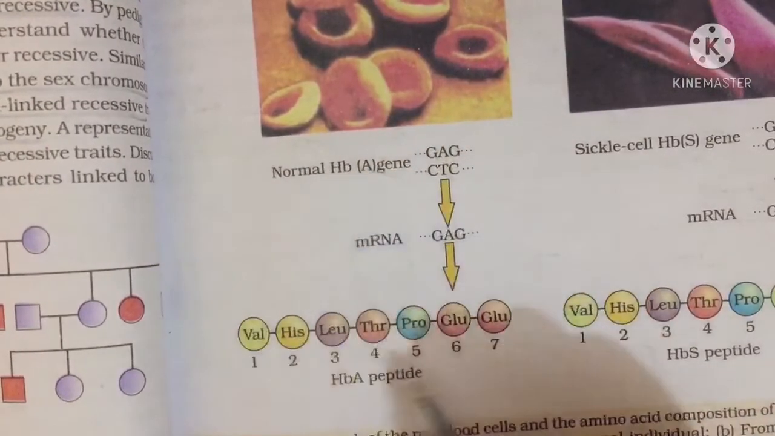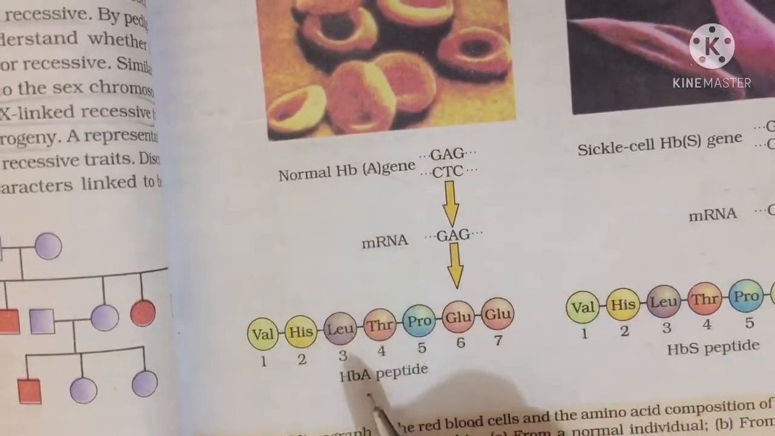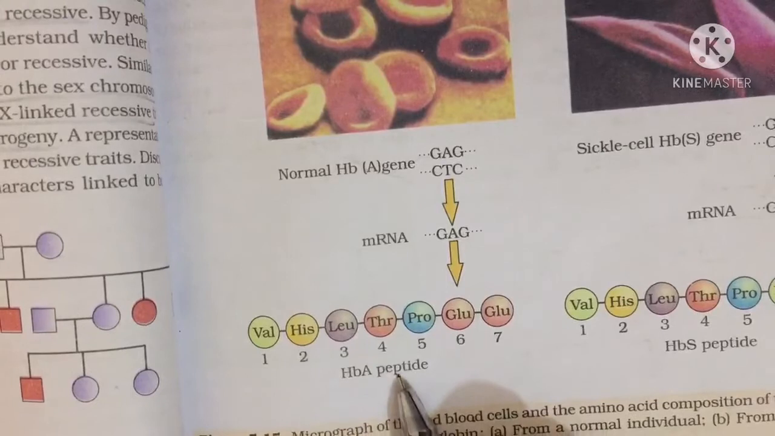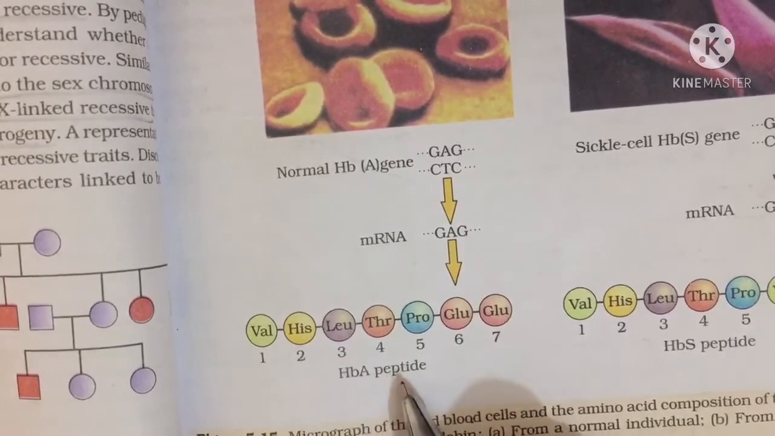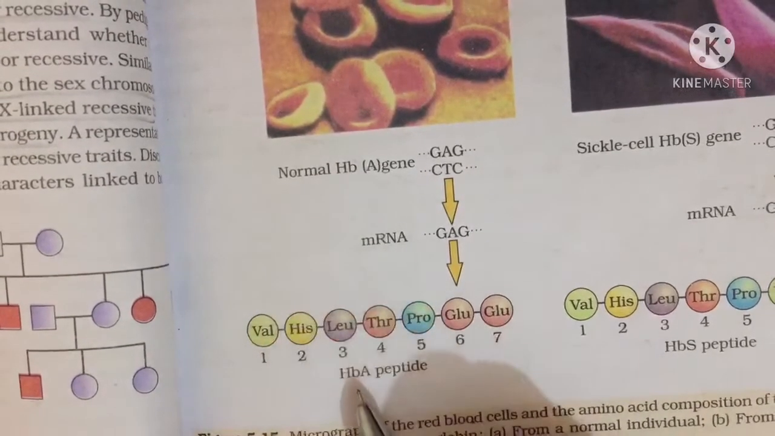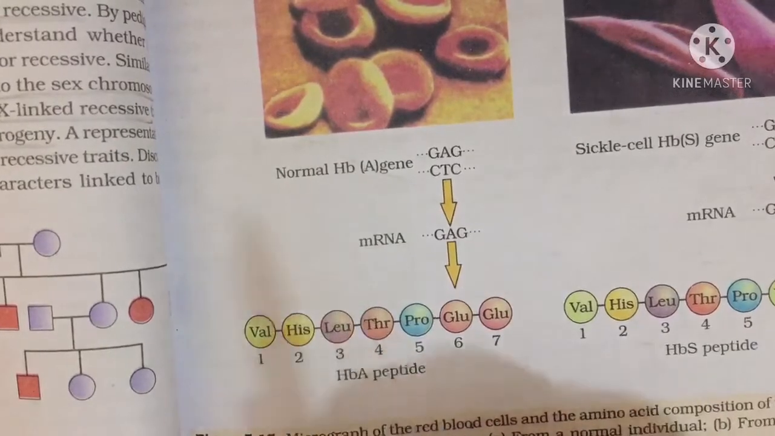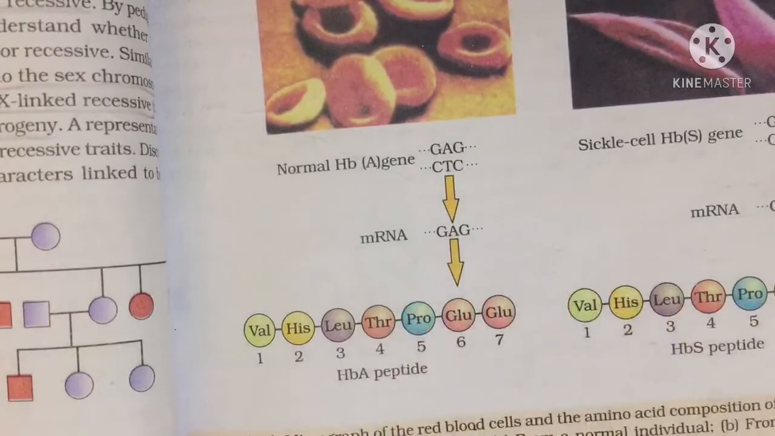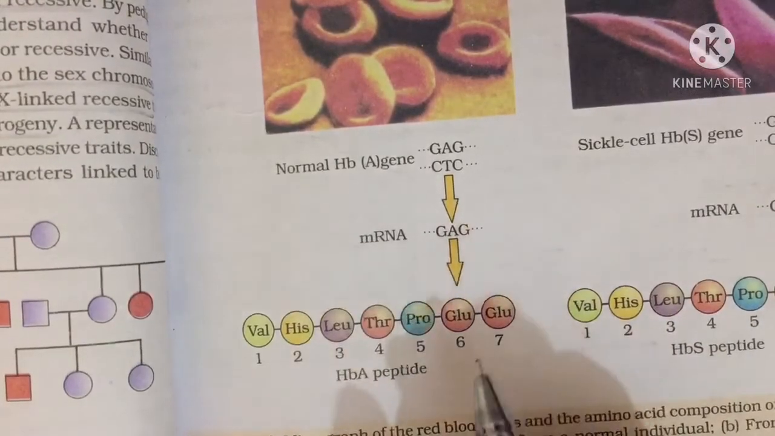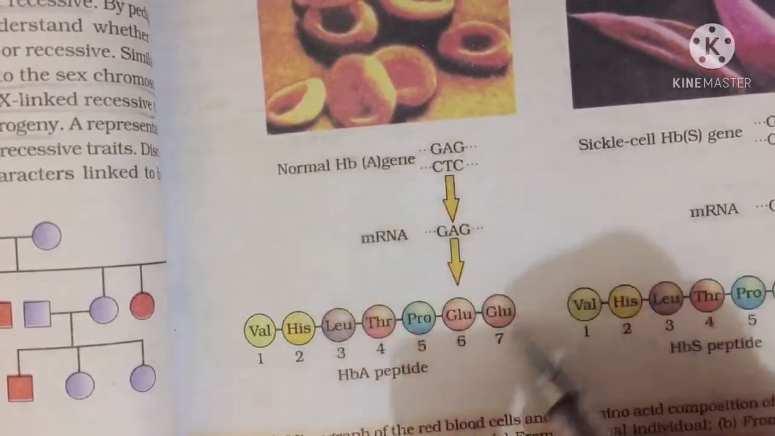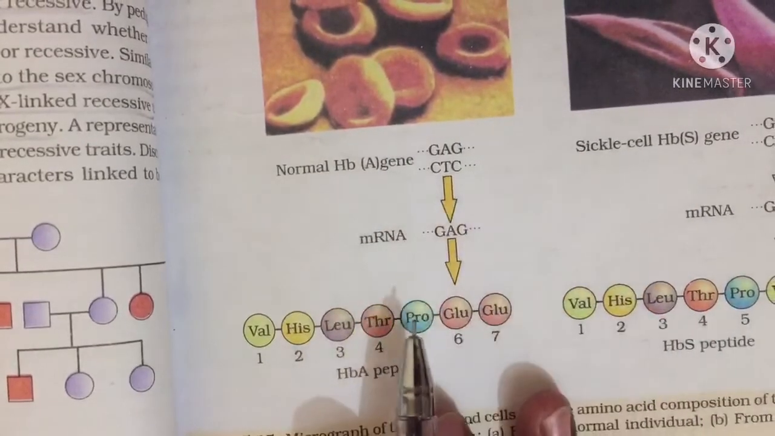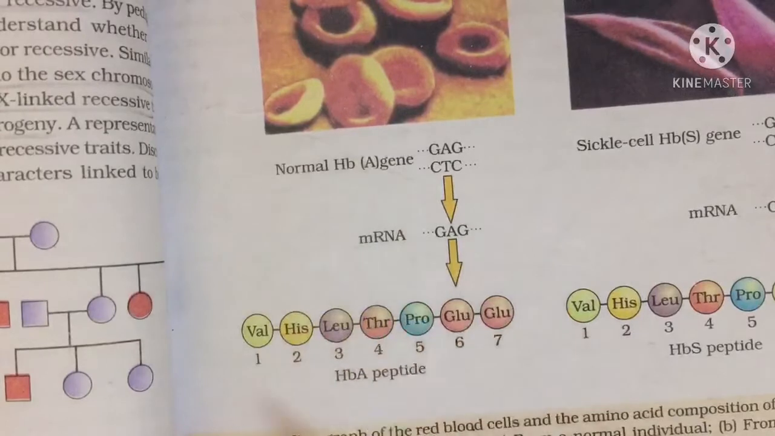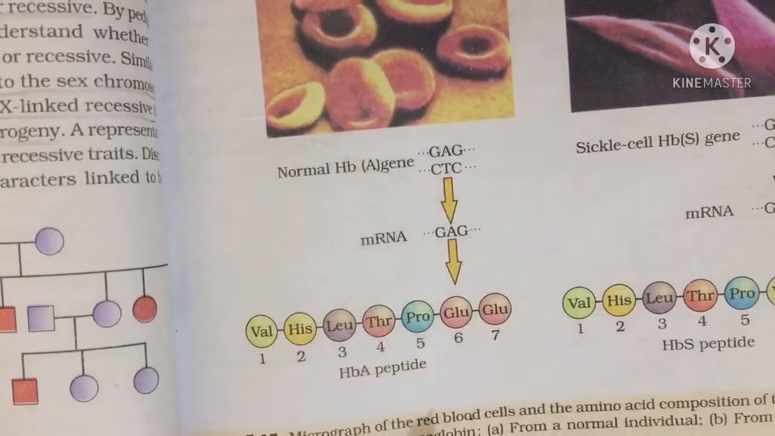Now this one has been mentioned as HBA peptide. HBA peptide means hemoglobin peptide, a normal hemoglobin. Peptide is nothing but protein; when a sequence of amino acids is present, we call it a protein. Now this is its structure. They have shown the structure in the simplest way. Actually, it is in a very complex form, but the simplest way is easiest for you to understand.